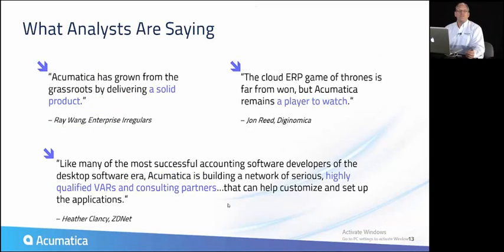Not only do the folks at Nucleus Research think that Acumatica is a great solution, but other organizations as well. People like Ray Wang from Enterprise Irregulars, now Constellation Research, John Reed from Diginomica, and Heather Clancy, who writes for ZDNet, have all been very complimentary, not only about our partner program, but also about the results that we're getting by working with companies just like you and helping you unlock your business potential.